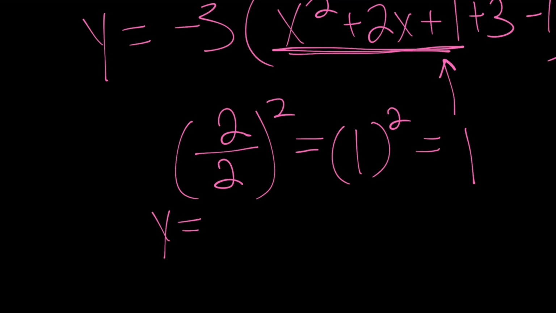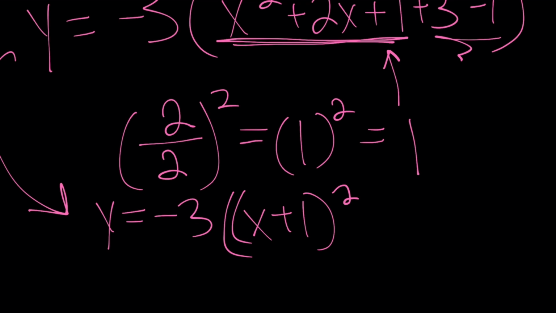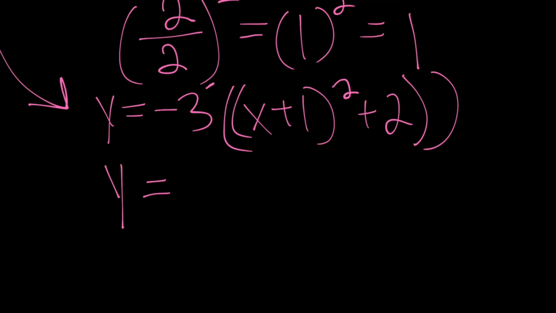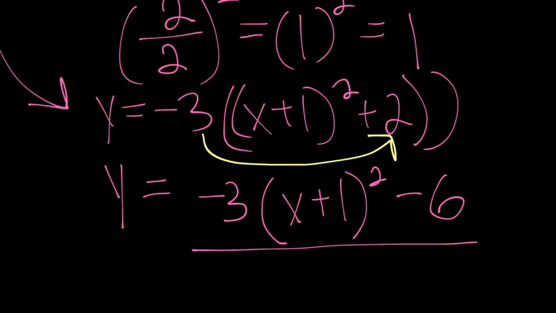So we're going to do y equals negative 3, I'm just going to bring this down. So that will give us (x plus 1) squared. And I'm going to add this, plus 3 minus 1, that's 2. So next, the last thing we have to do is take this number and multiply it with 2 because it's still left inside the parentheses. So we're going to do negative 3 (x plus 1) squared. And negative 3 times 2, well, that's negative 6. So now we have it in vertex form.